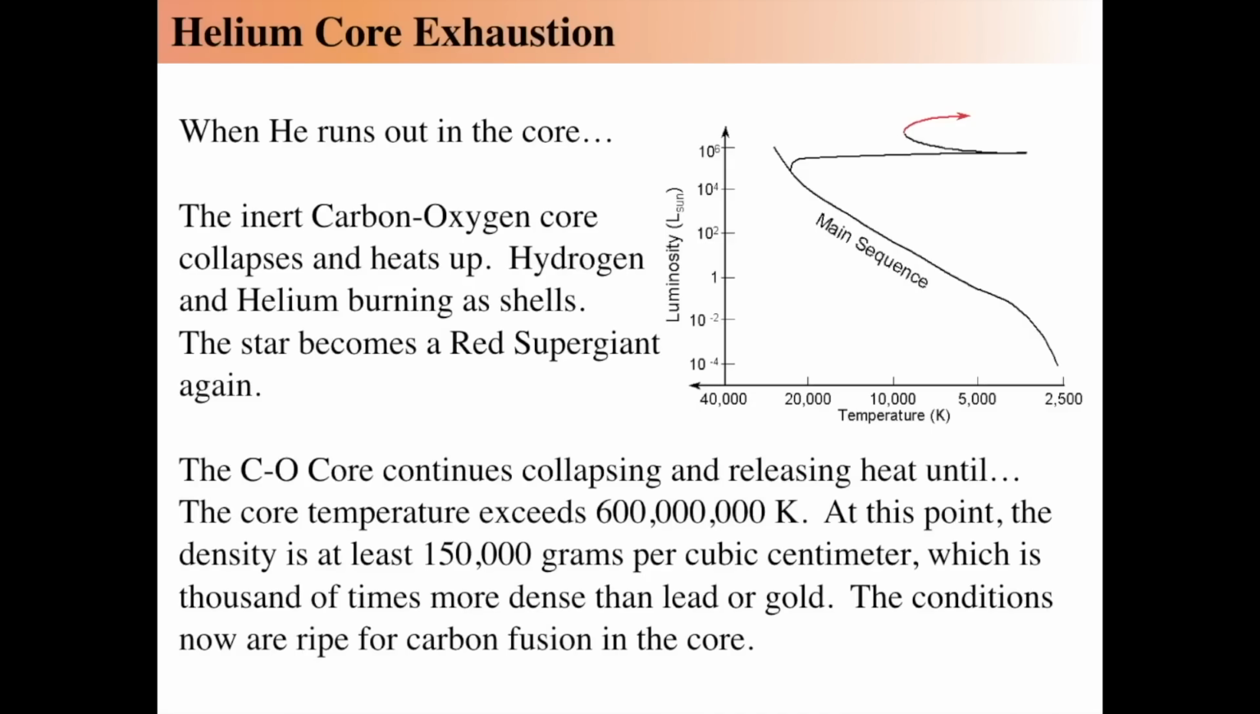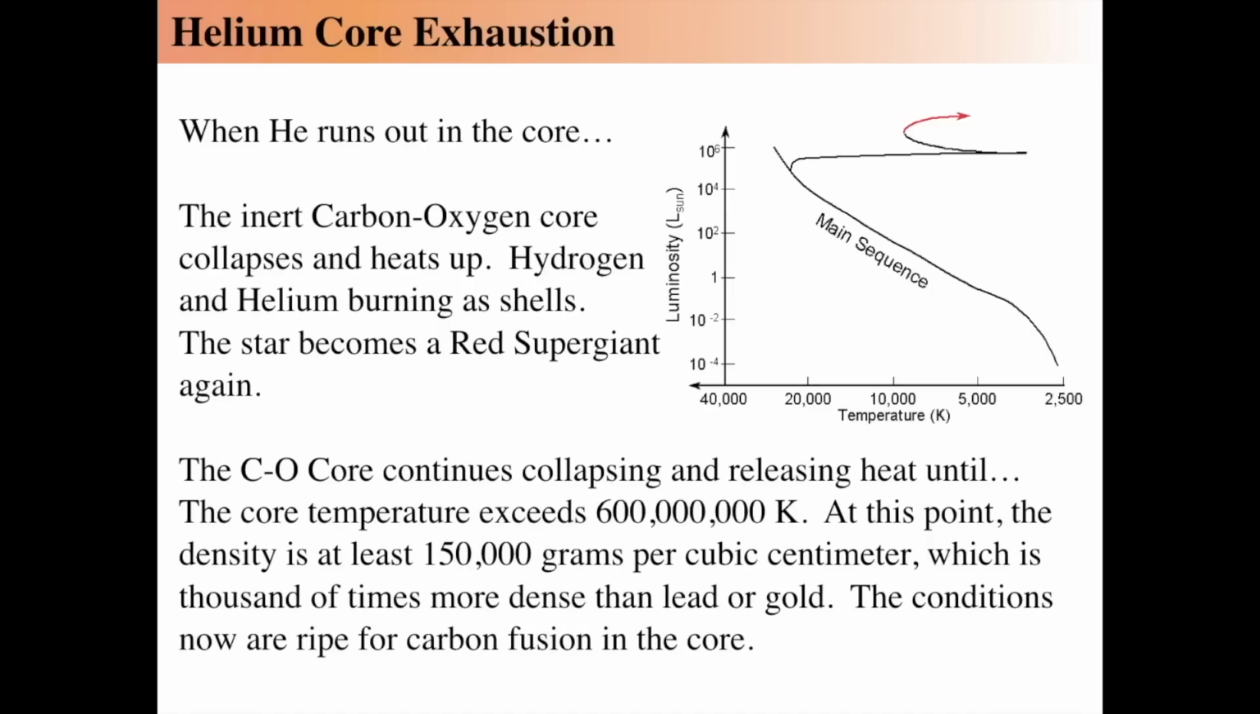All right, so when the helium finally runs out in the core, and that doesn't take long, that takes an extraordinarily short period of time. In fact, it doesn't get down to the horizontal branch at all. It just kind of wags back and forth. When it runs out of helium in the core, then the carbon and oxygen core collapses and heats up. And that's a big deal, because now the hydrogen and helium are burning in shells around it, and it becomes a supergiant again. So it does this whole dance all over again.